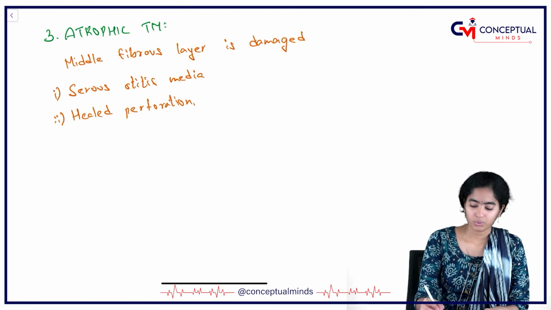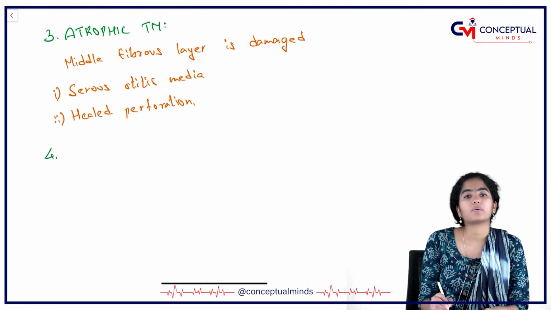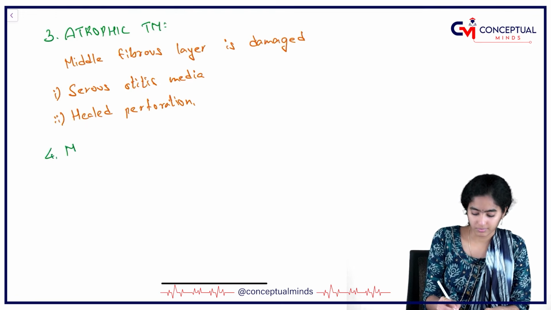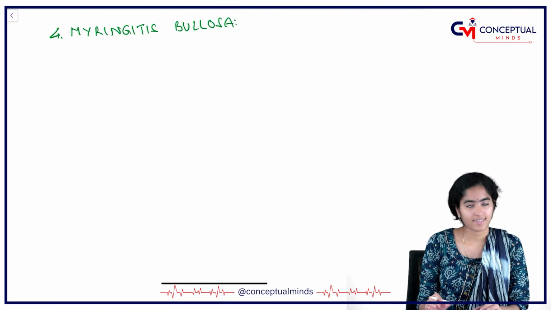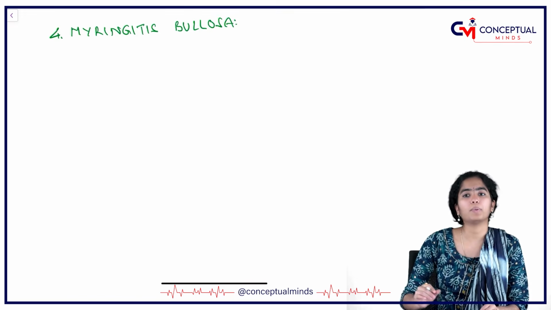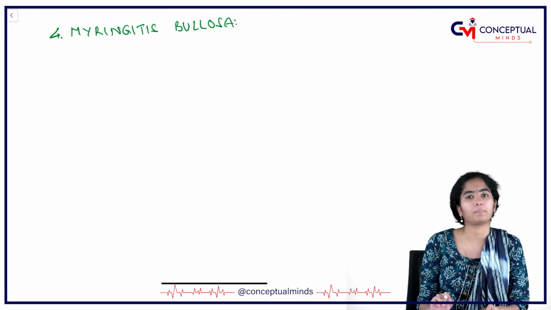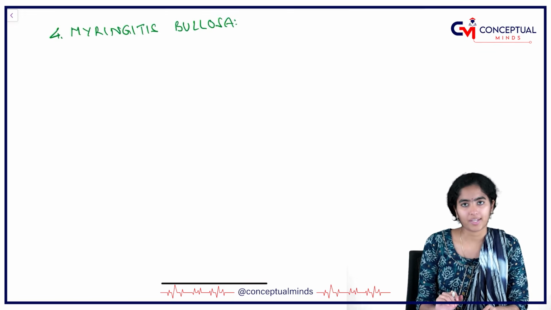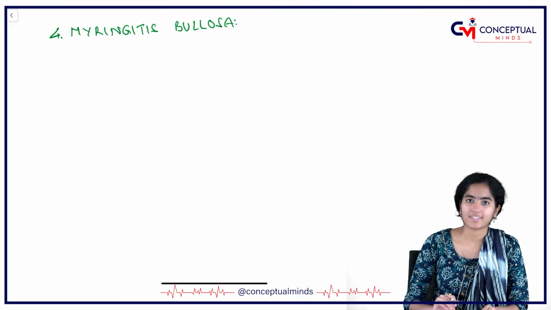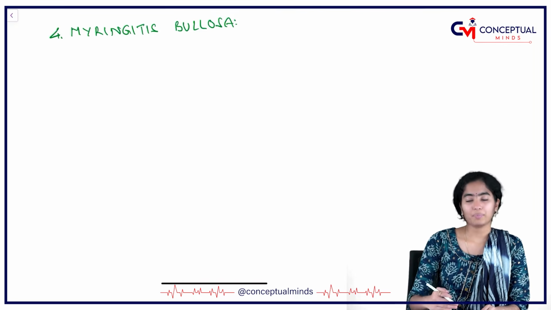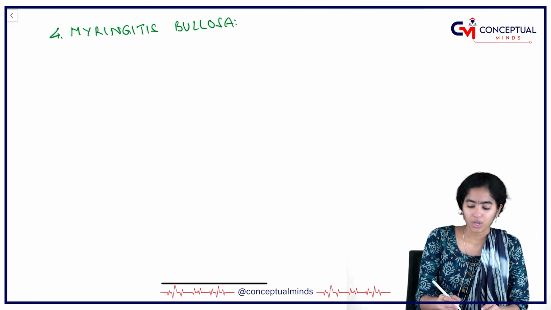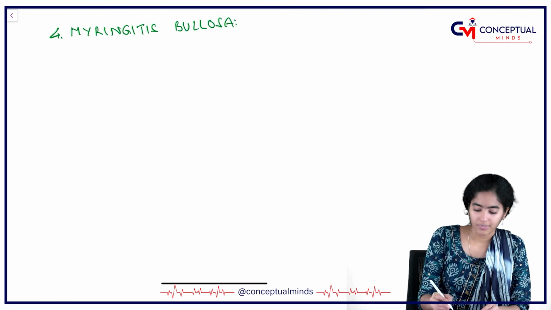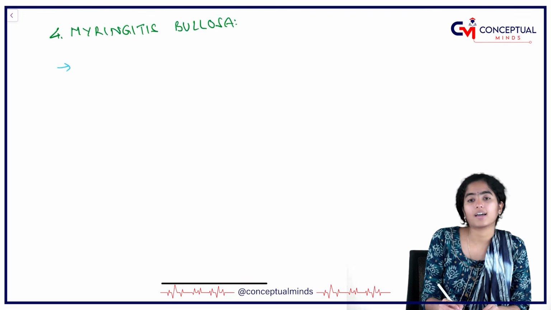Let us now move into the next disorder, and that is myringitis bullosa. Myringitis bullosa is also called bullous myringitis. This is an infectious condition where you see blisters or bullae or vesicles on the tympanic membrane. Not just the tympanic membrane, the bony part of the external auditory canal also. The name itself is explanatory. Bullous myringitis, you will find bullae. Not just bullae, we can also see vesicles and blisters.